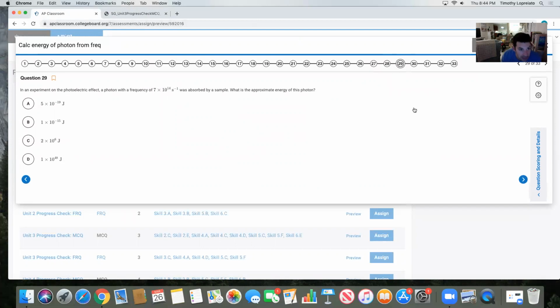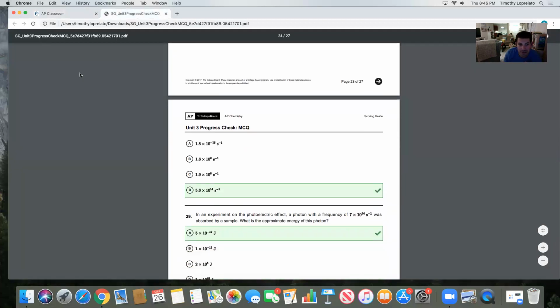29. In an experiment on the photoelectric effect, a photon with a frequency of 7 times 10 to the 14 seconds inverse was absorbed by a sample. What is the approximate energy of the photon? All right, so we are doing E equals h nu. Planck's constant is 6.626 times 10 to the negative 34th. If we multiply that by 10 to the 14th, we're looking at something about 10 to the negative 20th. Going through my choices, the closest is 5 times 10 to the negative 19th. Did I not in class tell you 10 to the negative 19th, always visible light? All right, I'm saying for 29, it's going to be choice A, and it is choice A.